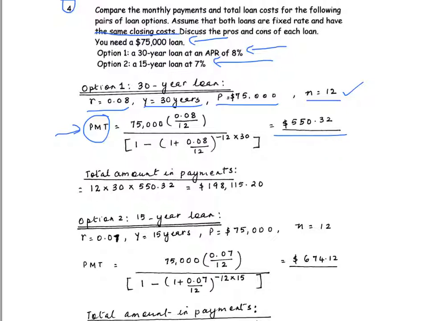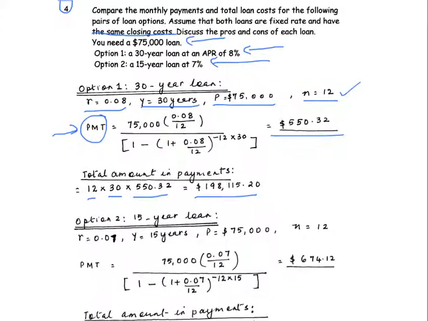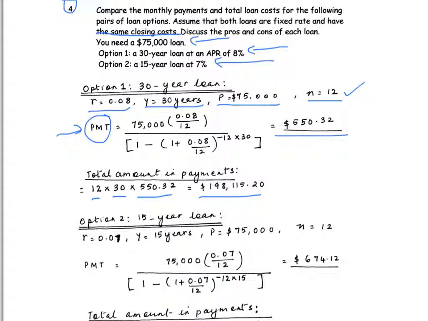$550.32. So the total amount that we're going to pay in the form of payments is 12 payments in a year for 30 years at the rate of $550.32 per month. The total amount that we pay back is $198,115.20. So that's the total amount that we pay back for a $75,000 loan.